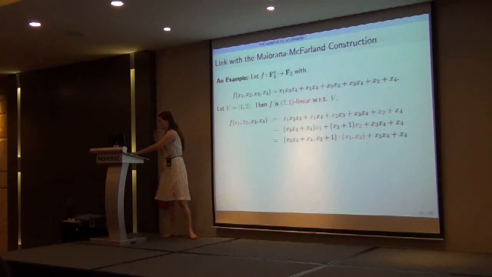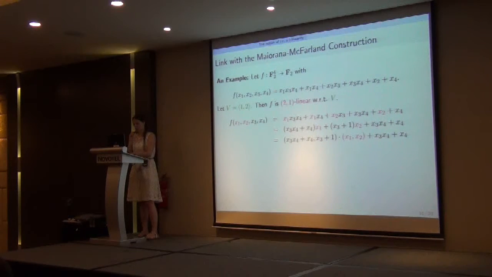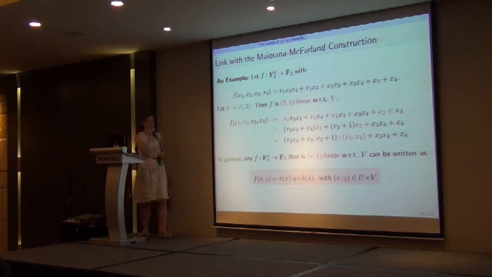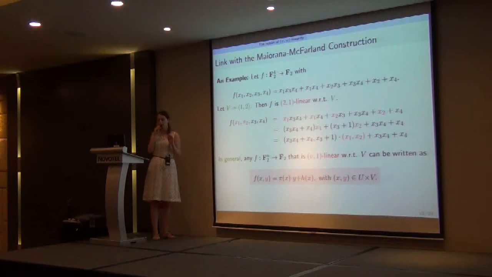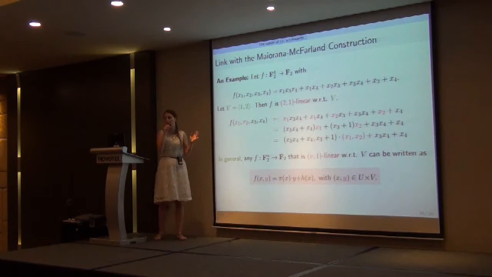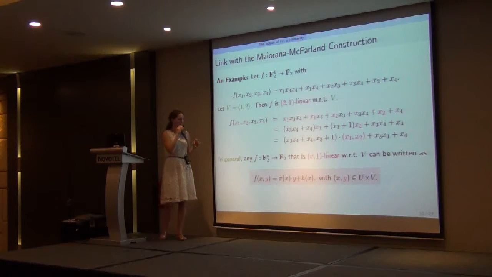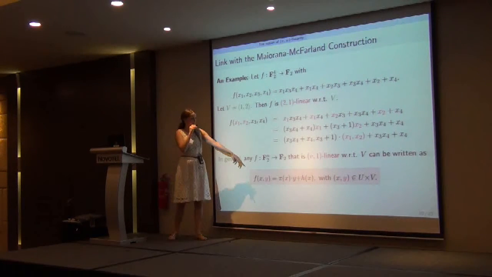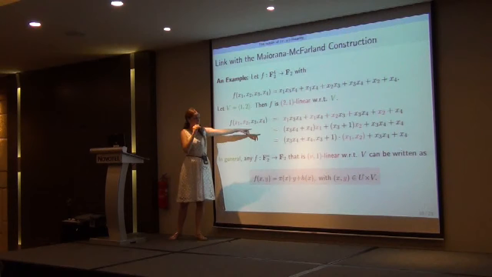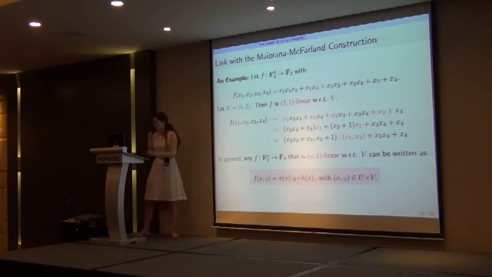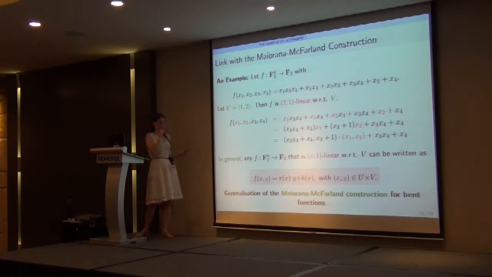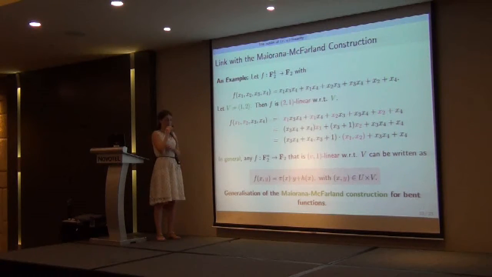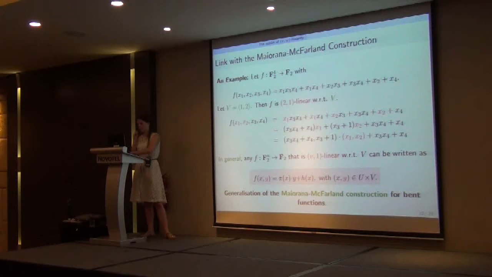And so in general, from this type of decomposition, we can see that any function that is V-1 linear with respect to an input subspace V of dimension v can be written in this way. In the previous example, x is just x3, x4, and y is x1, x2. And this form is a generalization of the Maiorana-McFarland construction for bent functions. This construction has also been generalized by many people to vectorial functions.